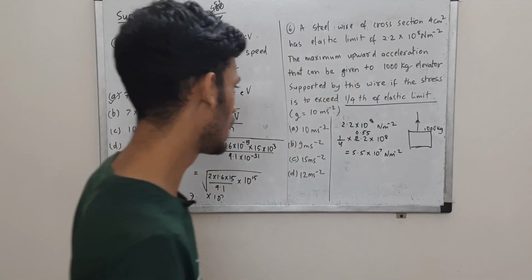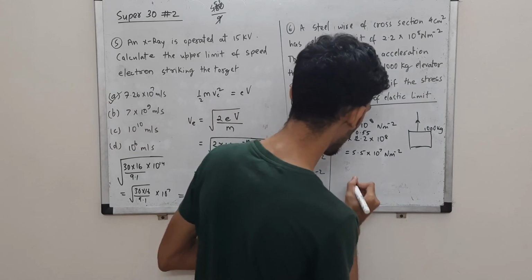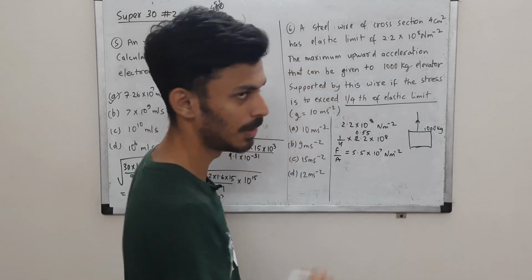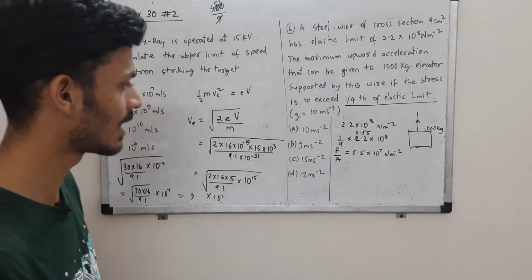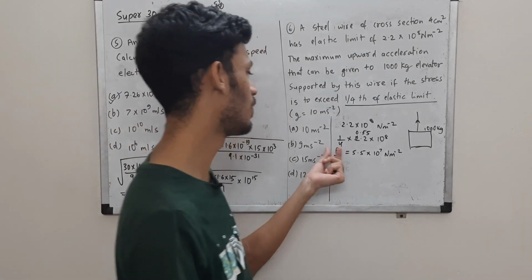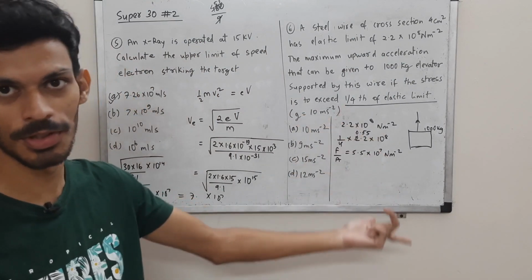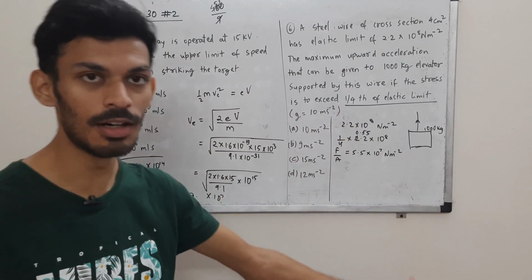Now we can equate this stress. We can say this is force per unit area, right? This is stress, Newton per meter square. We are supposed to find acceleration. Acceleration we can find using force. Now area is given, so you can find force. From force you can find acceleration because you know the mass, right?